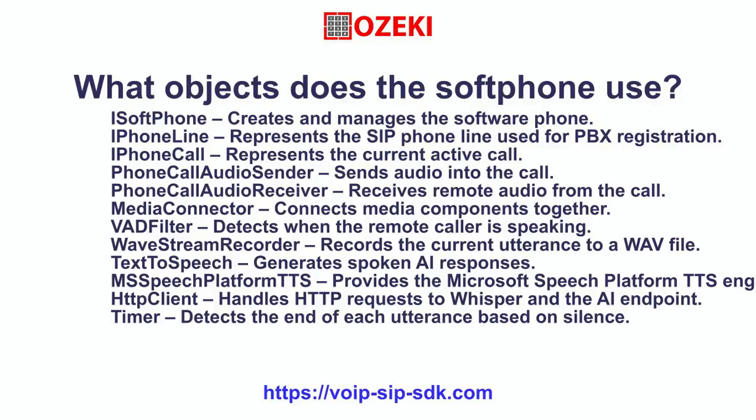The softphone uses several key objects. iSoftphone creates and manages the software phone. iPhoneLine represents the SIP phone line for PBX registration. iPhoneCall represents the active call. PhoneCallAudioSender sends audio into the call. PhoneCallAudioReceiver receives remote audio. MediaConnector connects media components together. VAD filter detects when the remote caller is speaking.